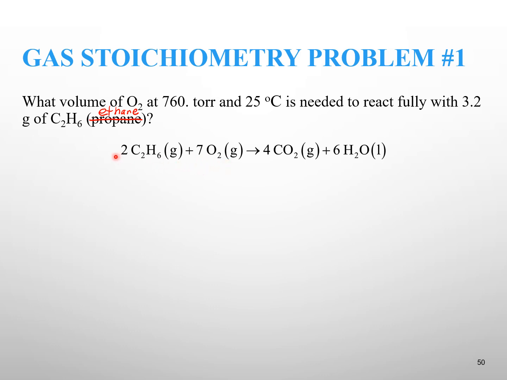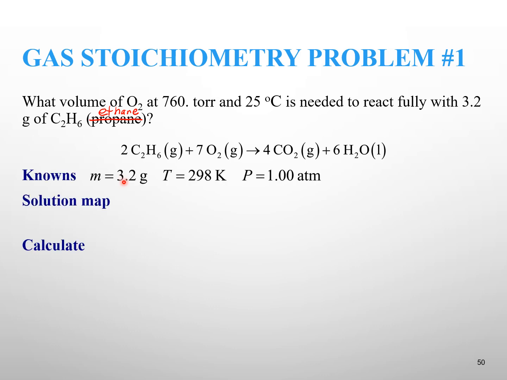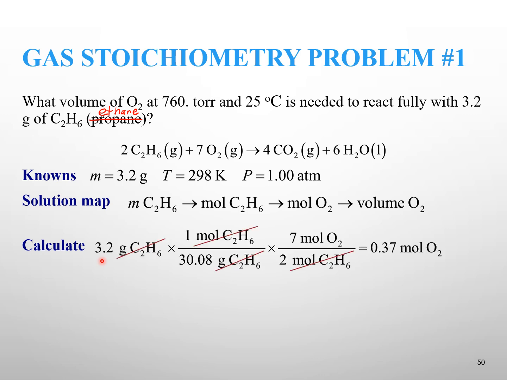Let's take grams of C2H6, turn it to moles of C2H6, do the mole to mole ratio to get moles of oxygen, and then use the ideal gas law to solve for the volume of oxygen. So that's what we have. C2H6 is in grams, so let's turn it to moles. Then the moles of oxygen, and get the volume of oxygen using PV equals nRT. So let's start. 3.2 grams of C2H6, and 1 mole of C2H6 is 30.08 grams. Cross off the grams. So 3.2 divided by 30.08.